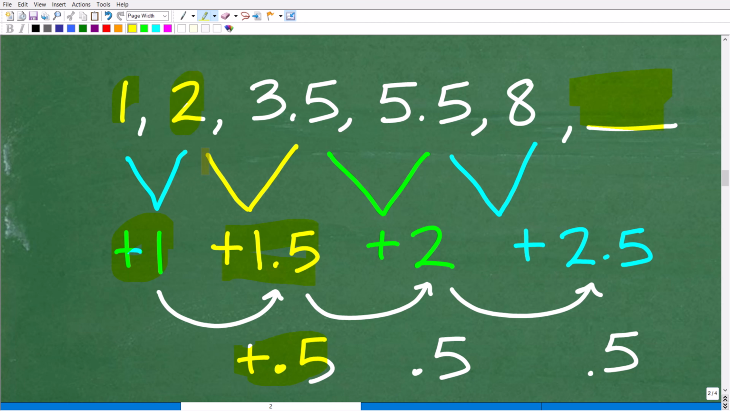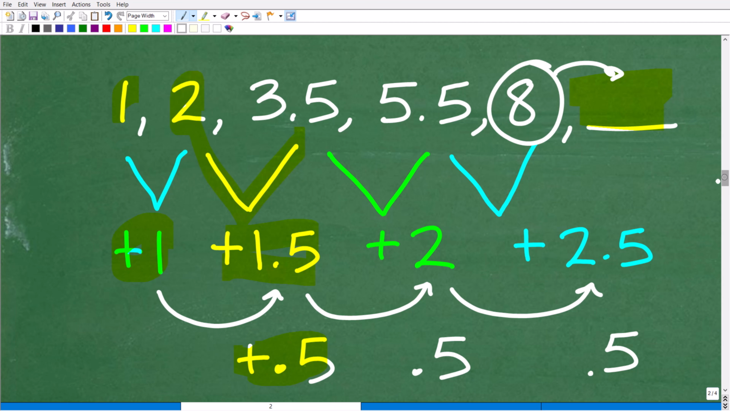So 1 plus 0.5 gives us 1.5, and then we take that number and add it to the previous number to get to the next number. Again, this part of the problem can be confusing. That's why you have to be really focused here, but it's not overly complex. We're going to find the difference between the last two consecutive terms, add a 0.5 to that difference, and then add it to the previous number to get to our next number in the pattern.